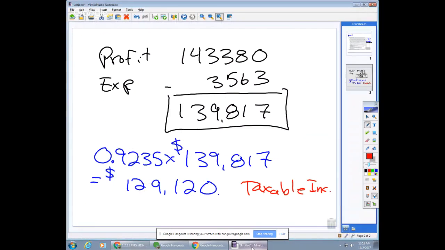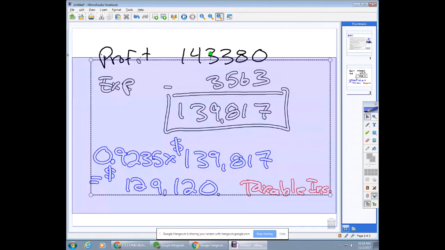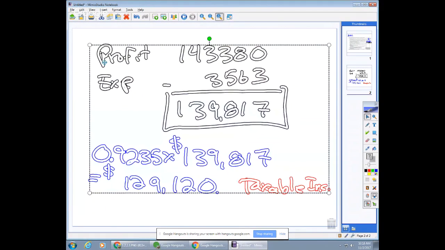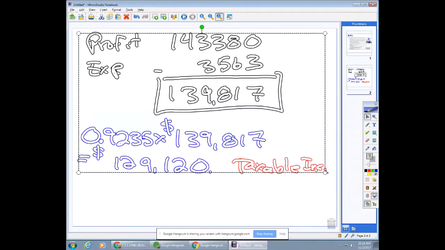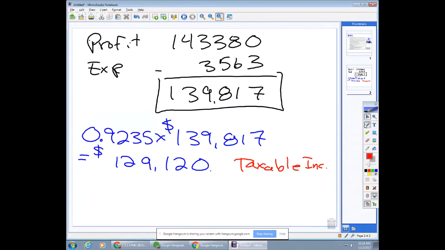I'm going to shrink this a little so I can fit it all. Let's shift this up a little. Shrink it just a little. Okay. Red, I want black.